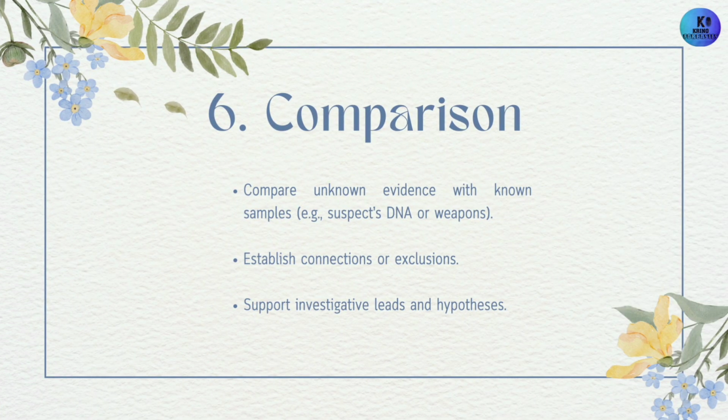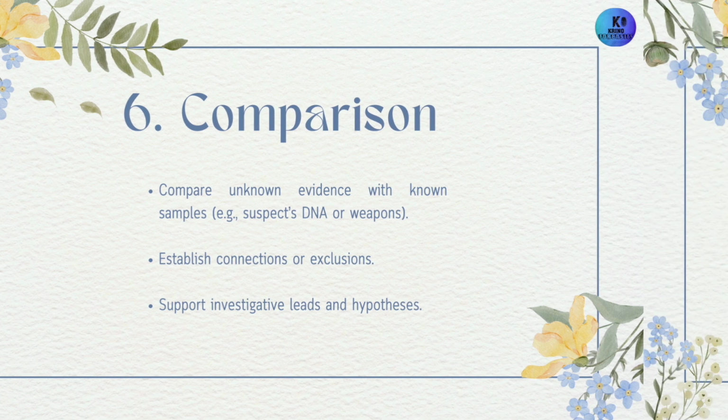Step 6, comparison. Comparison involves examination of the identified evidence by comparing it to known samples to find out the matches or differences. For example, matching a fingerprint from the crime scene to a suspect's fingerprint. Forensic experts perform detailed comparisons to link evidence to people, places, or objects involved in the crime.